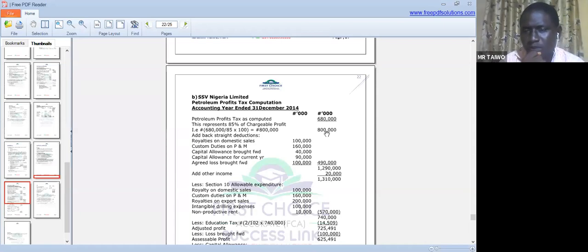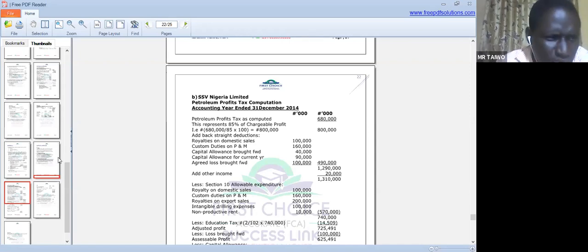But you know, they said before you determine this petroleum profit tax, they have made some deductions. Now, what you need to do, just close your eyes to that deduction, add all the deductions back, so that you can start the deduction afresh.